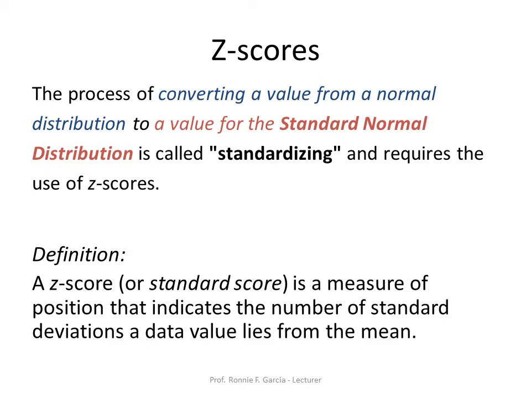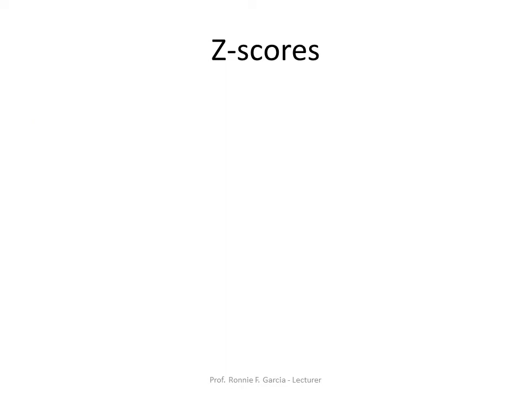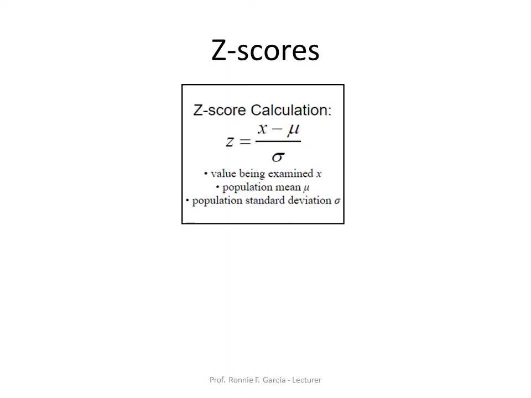So what is a z-score? Z-score, also known as the standard score, is the measure of position that indicates the number of standard deviations a data value lies from the mean. So this is also related to our lesson about the empirical rule that we have discussed last time, the distance of a standard deviation from the mean. But this time we're going to standardize it.